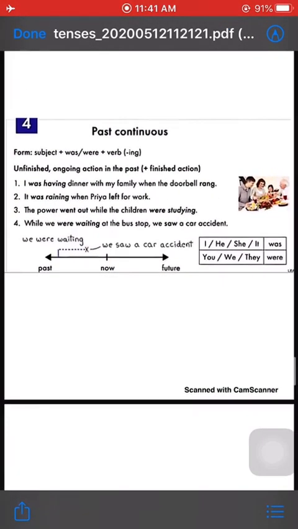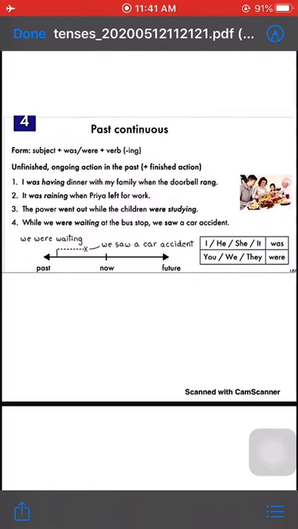Like, it was raining when Priya left for work, so she had to take an umbrella with her. The power went out while the children were studying. Here we mention the continuous action second, the children were studying, and the single finished action first, the power went out. While we were waiting at the bus stop, we saw a car accident, but thankfully nobody got hurt. Okay, that's it for the past continuous.